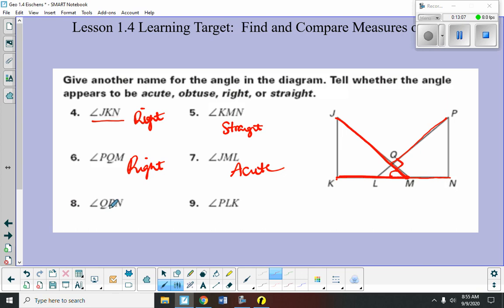Then we'll go to the next one, angle QPN. Let me change colors. We have a lot of colors going on. From Q to P to N, again, that's less than 90. So that looks like an acute angle. And then lastly, angle PLK. So from P to L to K. L is the vertex, and that is greater than 90, so that would be obtuse.